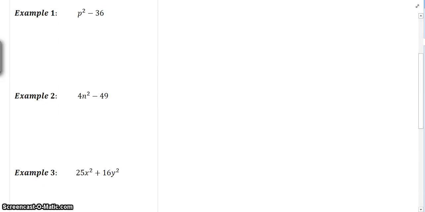So what we have is p squared minus 36. And the question here is to factorize this using the difference of two squares. First, let's understand what our rule is. Our rule is a squared minus b squared is equal to a plus b, a minus b. Some of you might be wondering why I switched around the signs. It doesn't really matter which sign goes first.